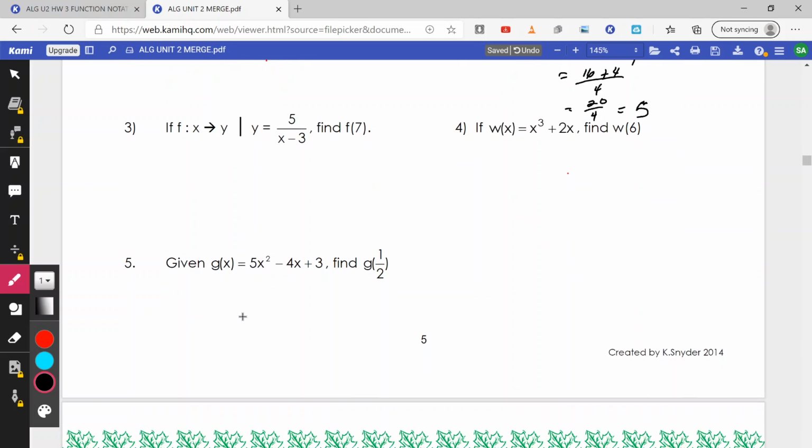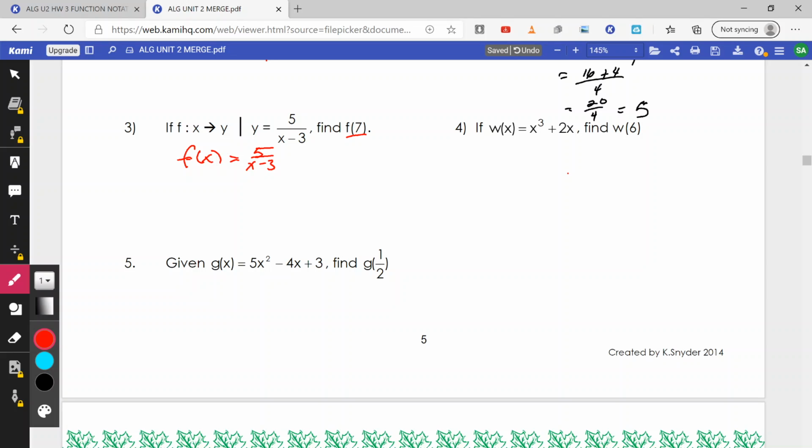Now our third problem, again, the format is a little bit different, but it means the same thing. This symbolism here does look confusing, but here it means if f is a function of x in relation to y such that y equals 5 over x minus 3, find f of 7. Well, we learned previously if I have a function, it's going to begin f of x. And we learned that f of x and y can be used interchangeably. So it's really 5 over x minus 3.